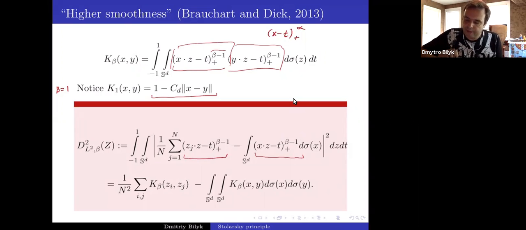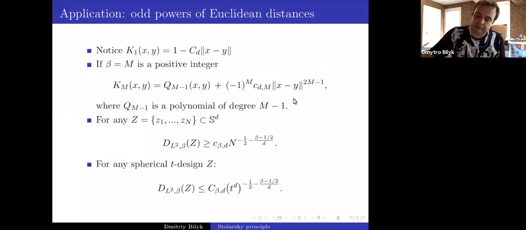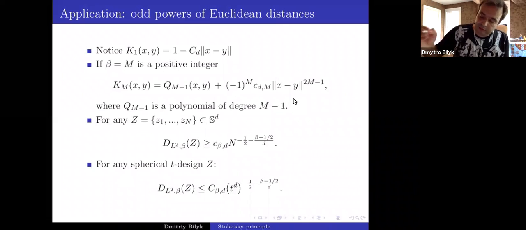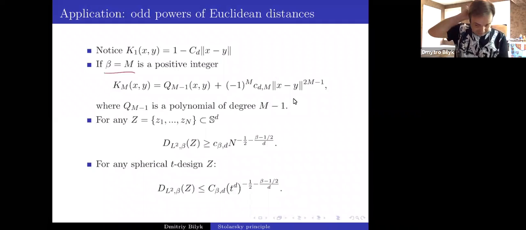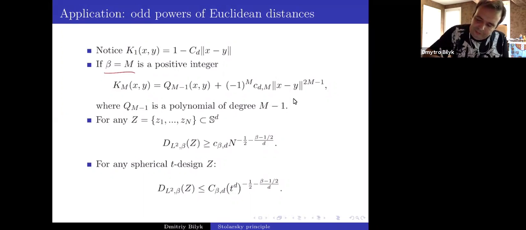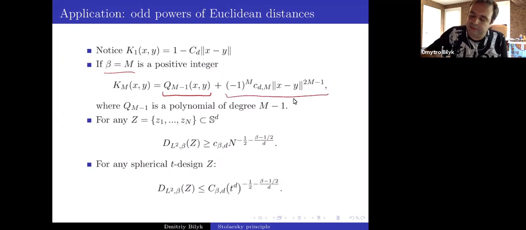Okay, but you do get a Stolarsky principle, and let's see what they can prove. So these kernels are not as nice, but when beta is a positive integer, they have a very nice representation. They have one part which is a polynomial of degree m minus 1, and another part which is, up to a constant and a sign, the odd power of the Euclidean distance.